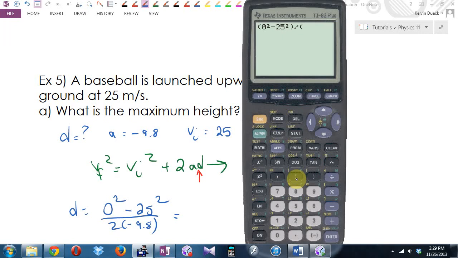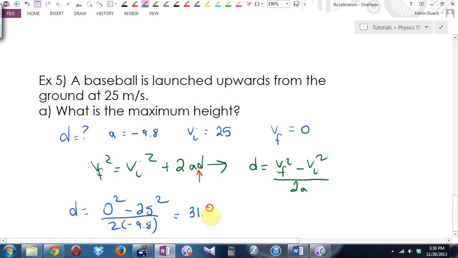I get a negative divided by a negative, which is what? Which is what I want, because at the top, am I not above myself? It should be a positive, yes? 31.9 meters, or 32 if I went to 2 sig figs?